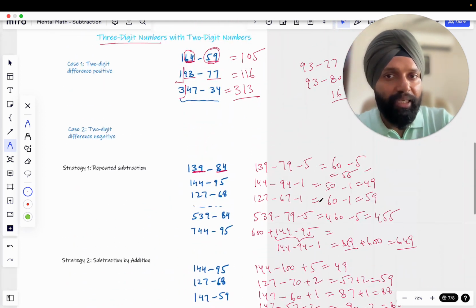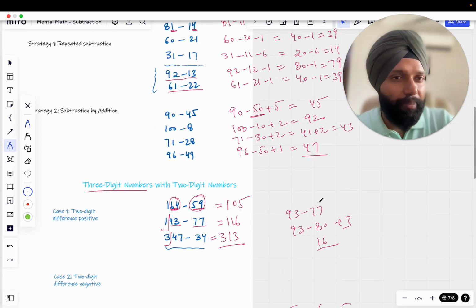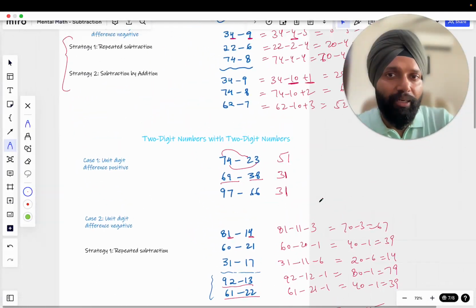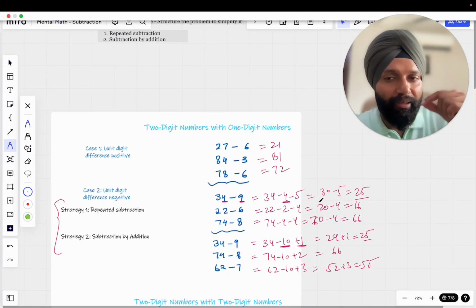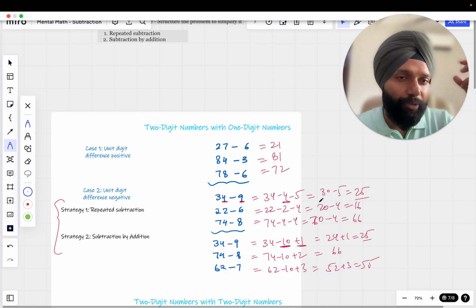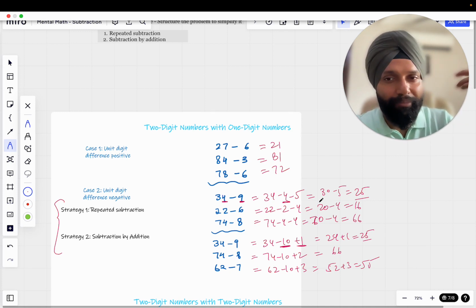Okay, so essentially there are just two strategies. One is repeated subtraction and the other is subtraction by addition. And I also told you that whenever I'm dealing with 3-digit numbers, I look at 2 digits in one go. Okay, that's another thing to keep in mind.